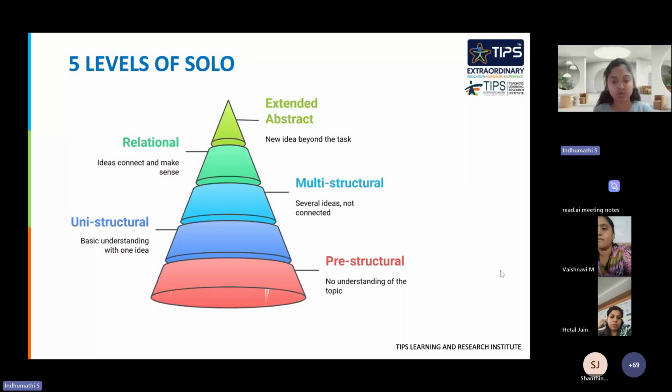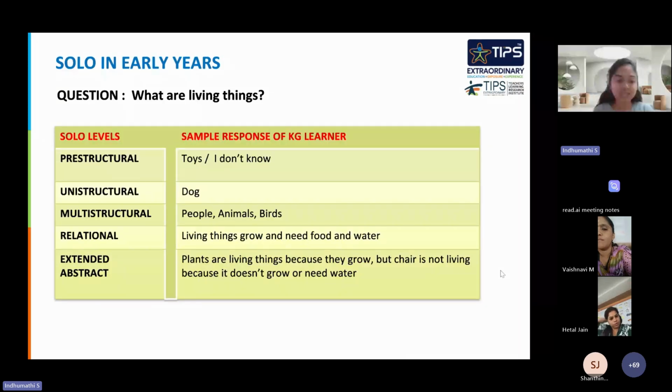So let us understand it better with a KG example. What are living things? Imagine this is the question we are putting to our children, and these are some sample responses of our KG learner. First, toys, or they may say, I don't know. So it means the learner is giving an irrelevant response, or still didn't understand the concept. That shows he is at the pre-structural level of thinking.